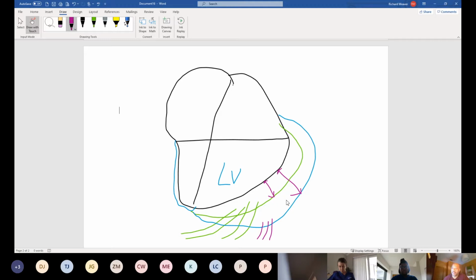It grows in size because the tissue is growing in size because you're trying to become bigger to overcome all that afterload, all that pressure. And so this is, again, another compensatory mechanism, myocardial hypertrophy. Anyone does not understand that particular compensatory mechanism?